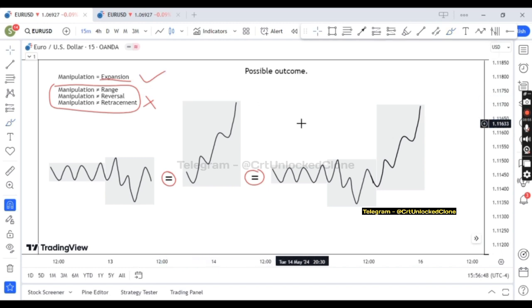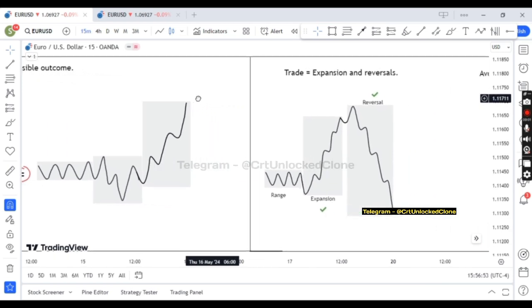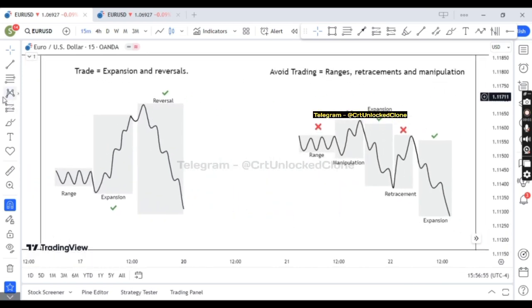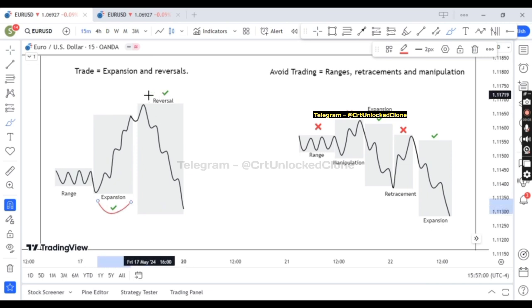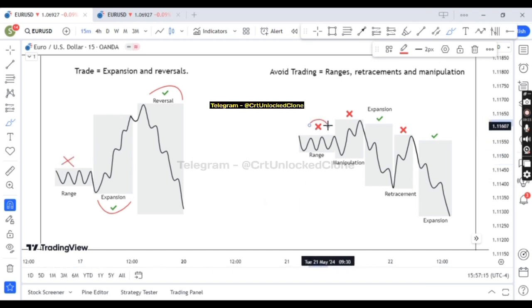Now, another important thing about market profiles is that you would generally want to avoid the ranging, retracement, and manipulation profiles and only take part in the expansion profile and reversal profile. Those are the only two profiles which most, if not all of you, should particularly focus on, and you should avoid trading the rest of the profiles. Now, for advanced traders, you can trade the manipulation profile too, but for now and for our betterment and improvement, we're going to avoid the manipulation profile and only trade expansions and reversals.